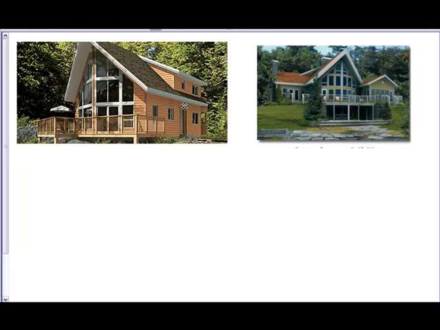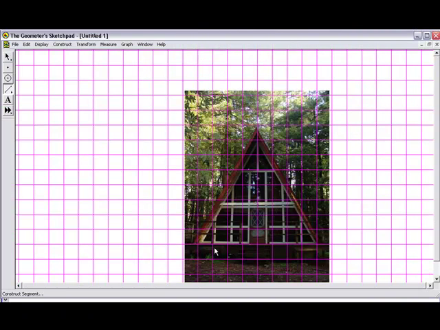So these two are examples, and you see that this is basically a version of the old A-frame style of cottage or house, and it just has a little more complicated structure. So if you take a look at the frame here, if you take the photo and put it into what's called Geometry Sketchpad, which is a graphing program, you can actually take a look at some of the features, which we'll do. What you want to do is some measurements.